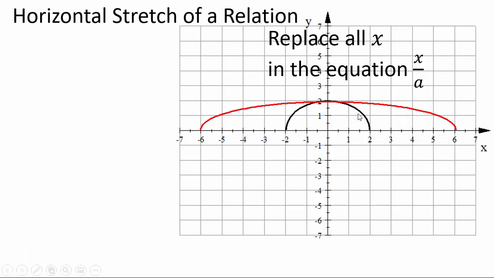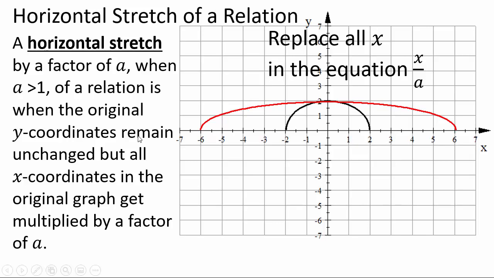Well, if you took all the x coordinates and divided them by 3, then the only way that's going to happen, like say a was 3, is that the x would have to be 3 times as large, because then 3 times that number divided by 3 will give you the original input. So that's why it's producing this kind of stretch. If you replace all the x's in the original graph by x over 3, then this original black graph will become this new red graph, where horizontally it got stretched by a factor of 3. That's because 3 was bigger than 1.